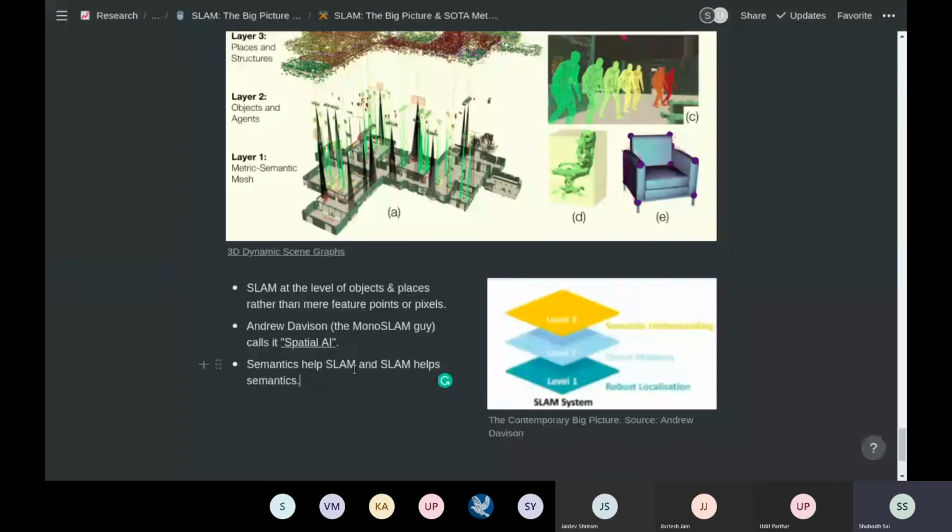There are also already things like object tracking. Instead of doing feature tracking, you're tracking your whole object, as in you're tracking the pose of the whole object. That is also at the level of objects. Okay, that's a vague idea about how semantics can help SLAM. Now, how can SLAM help semantics?